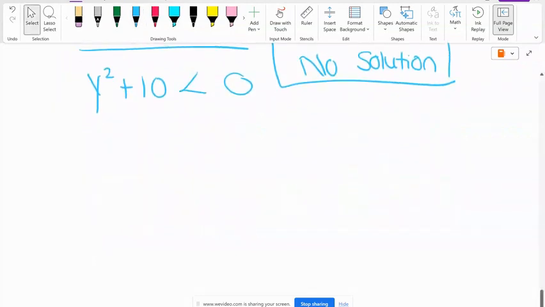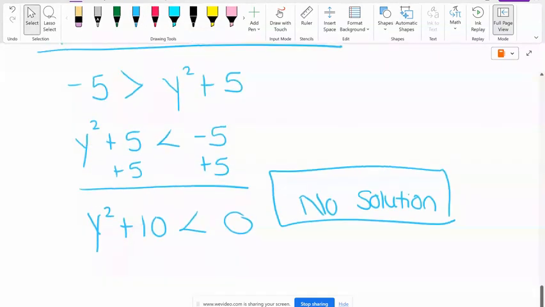Another one. I'm sorry? Yes, Danny. Is there a situation where, so clearly there's where none of them work, but is there a situation where all of them work? It would be all real numbers, but I'm not going to give you any of those. But yeah, at that point, it would work. Then you would just put all real numbers if all of them worked. Tori?